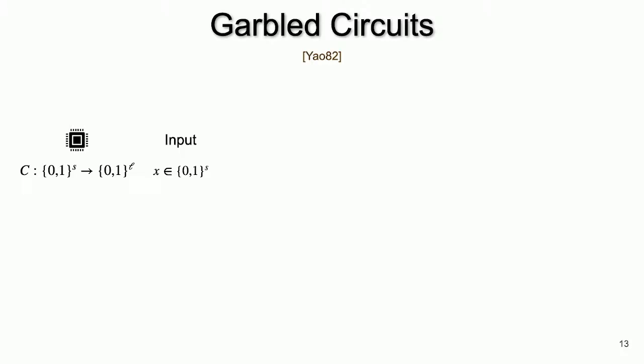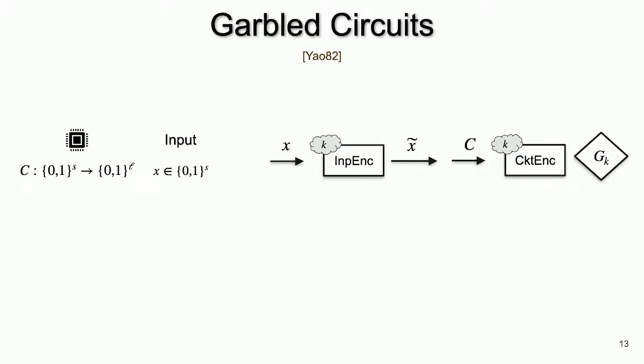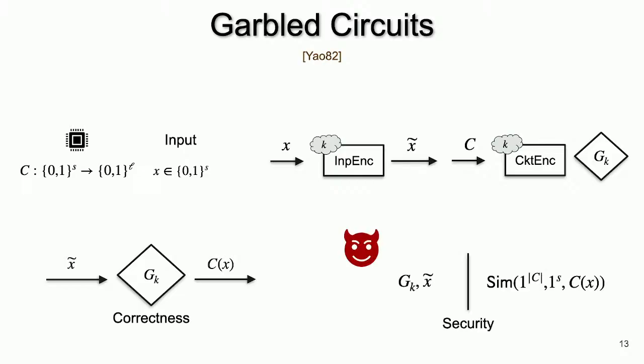Imagine that you have a circuit C and an input X. We have this decomposed algorithm that we'll use, where there is an input encryption algorithm which takes an X and some key K and outputs an encoding X tilde. You have a circuit encryption algorithm which takes in the same key K and the circuit C and outputs the circuit encryption GK. Correctness says that GK on input X tilde will output C of X. And security says that even given GK comma X tilde, the only thing that you reveal is the output of the computation, C of X.